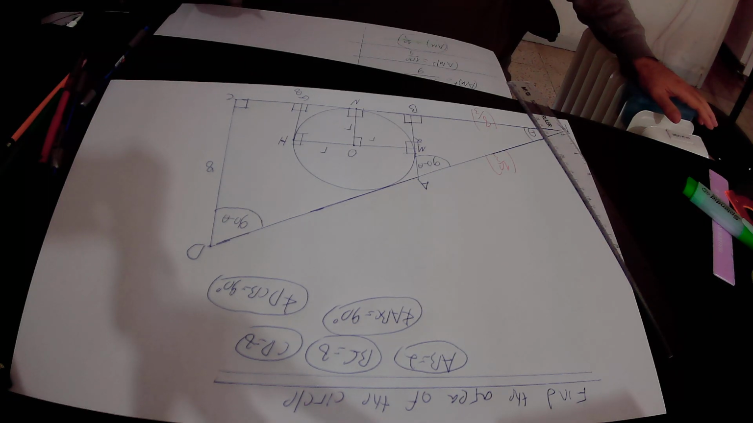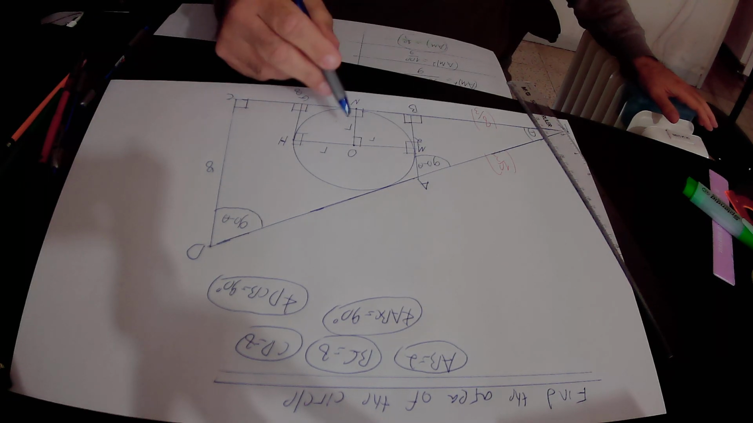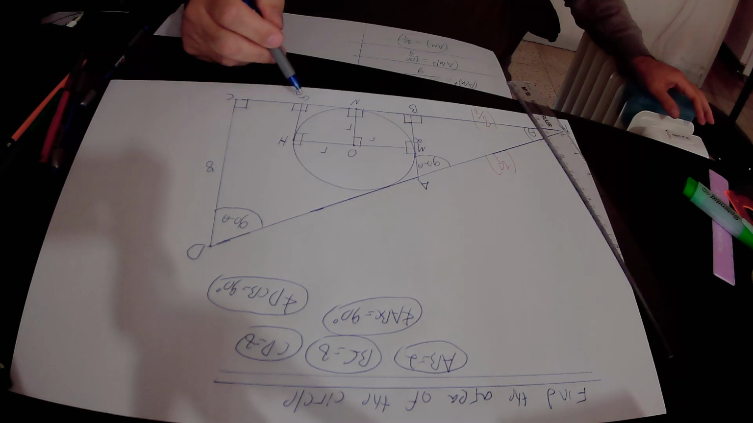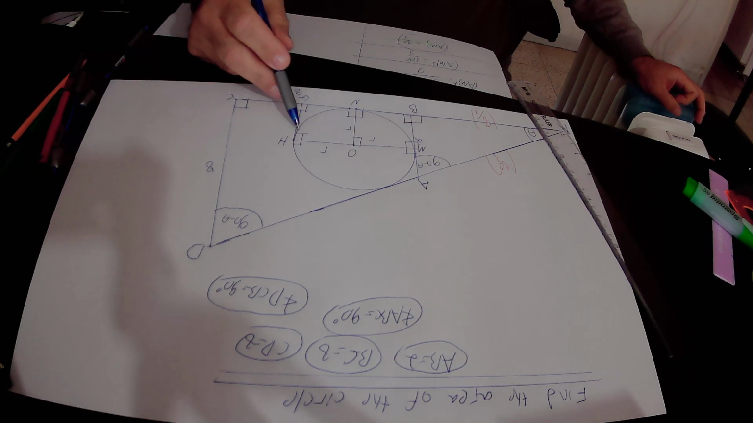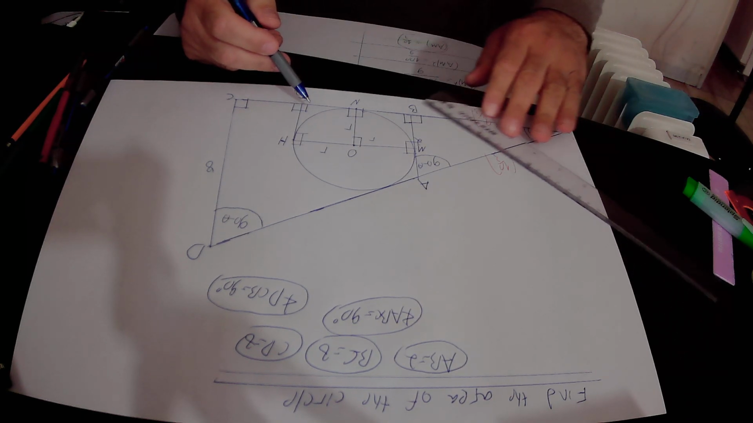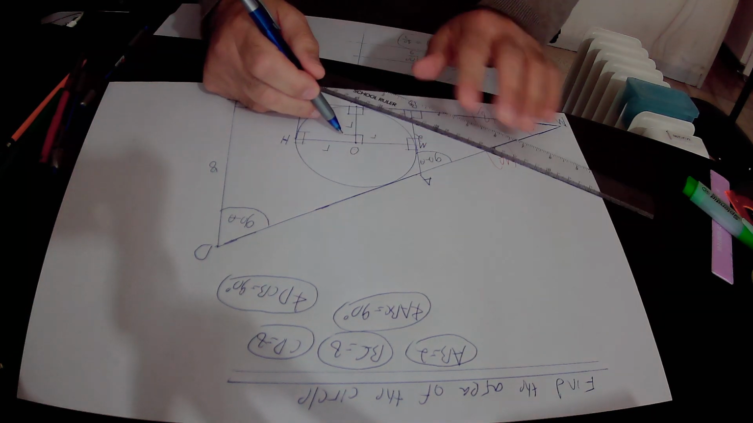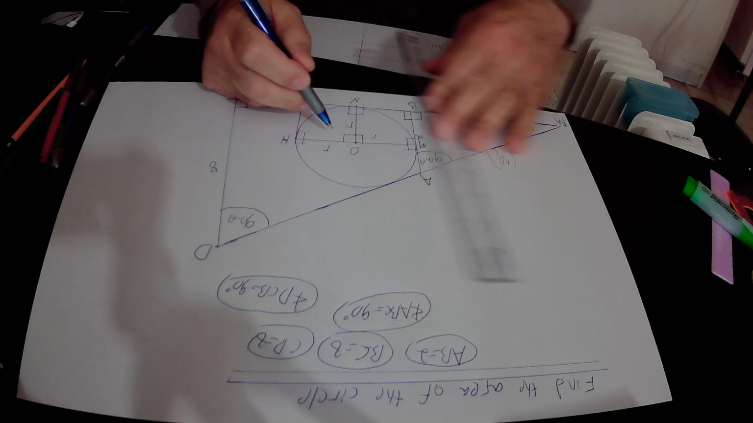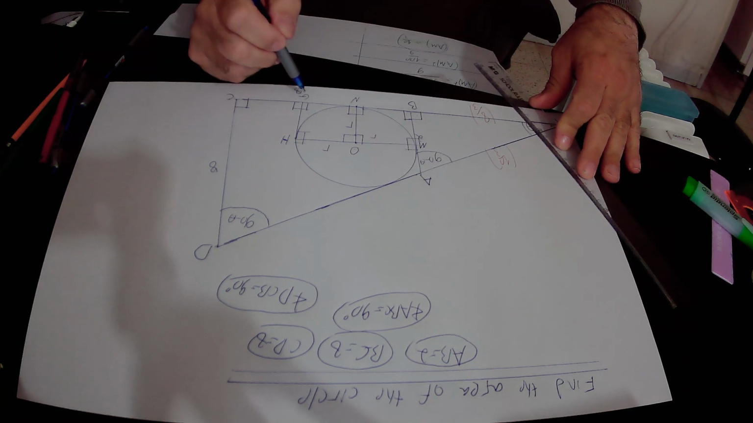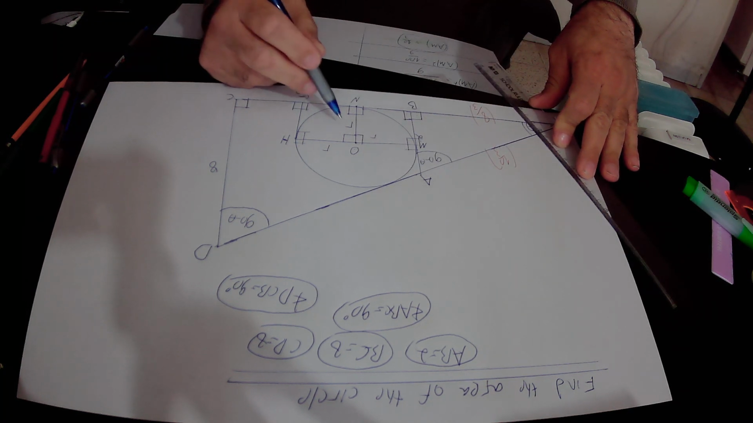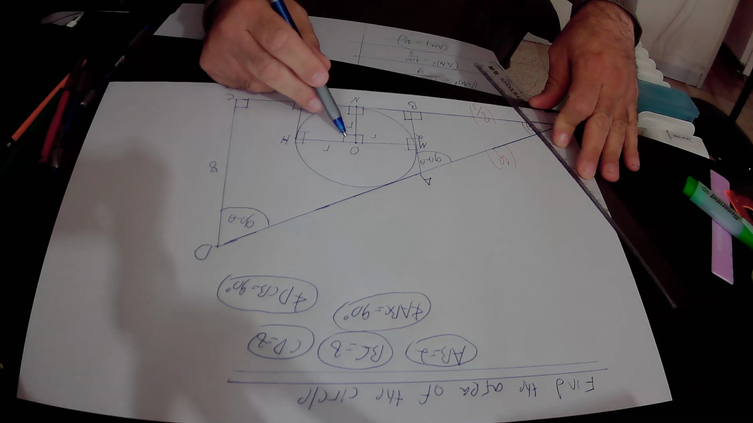Likewise, we focus on quadrilateral ONQH. In this quadrilateral we have 1, 2, 3 right angles. Therefore, the fourth angle here must also be equal to 90 degrees in order to complete the sum of the angles inside quadrilateral OHNQ to 360 degrees. The missing angle here must be equal to 90 degrees.